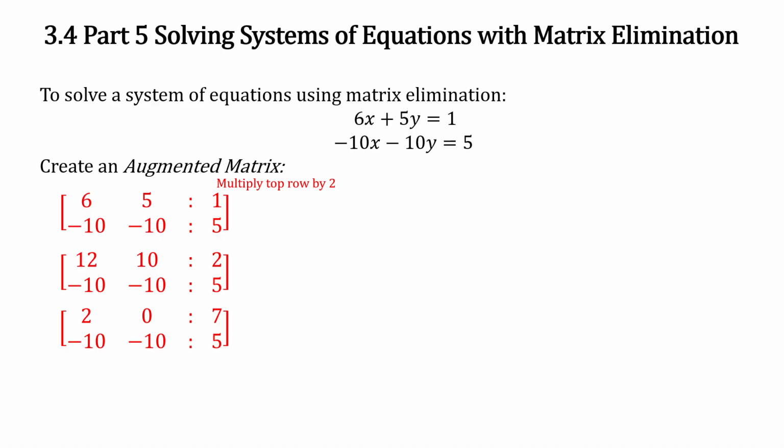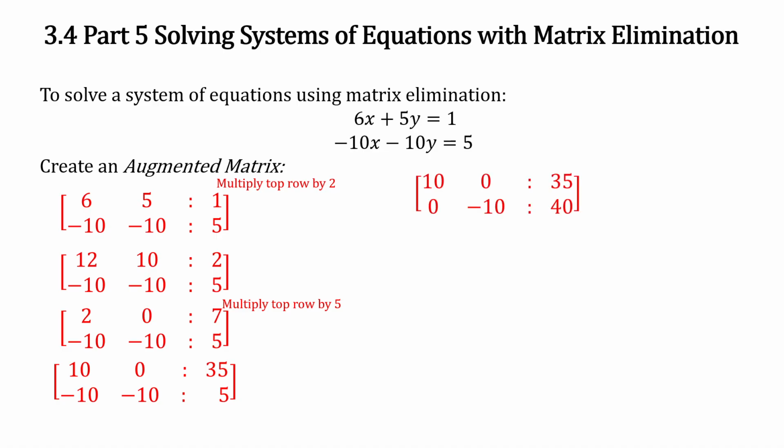And now, by the way, this is one of those ones where you could divide the bottom by 5. I think I chose to multiply the top by 5. But you could divide the bottom row by 5 and it would have worked as well. So I get 10, 0, 35. Now when I add those together, I'm leaving the top row alone and just changing the bottom row by adding them together. I get 0, negative 10, and 35 plus 5 is 40.